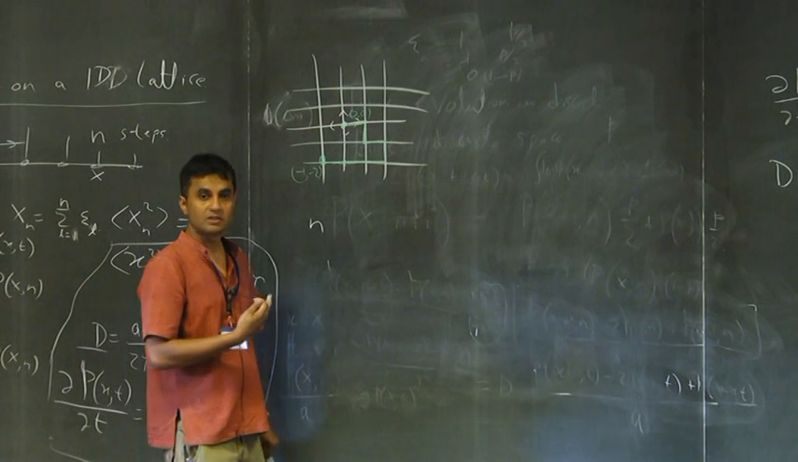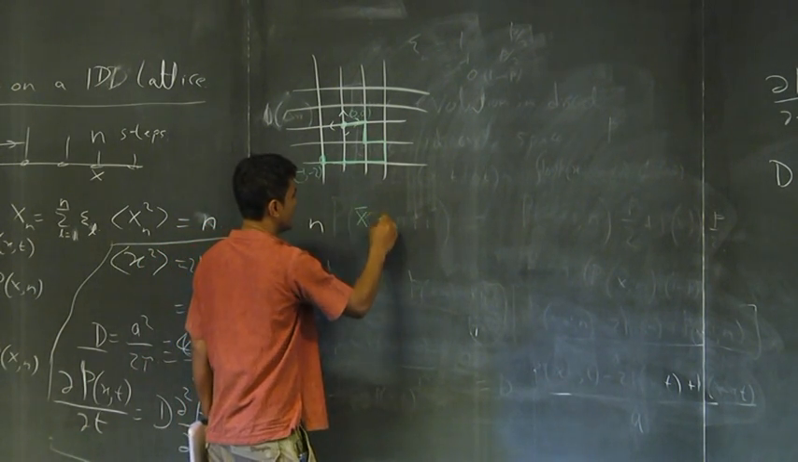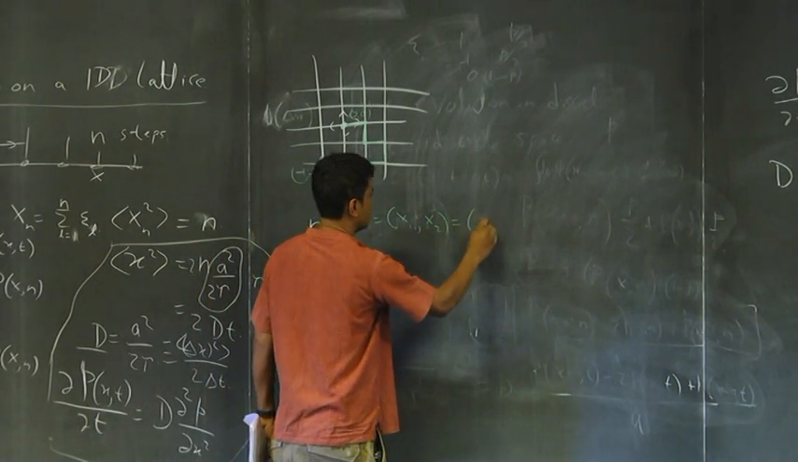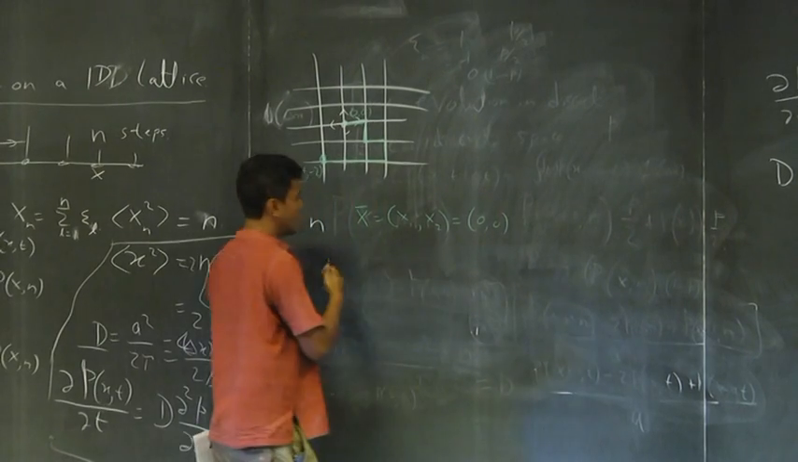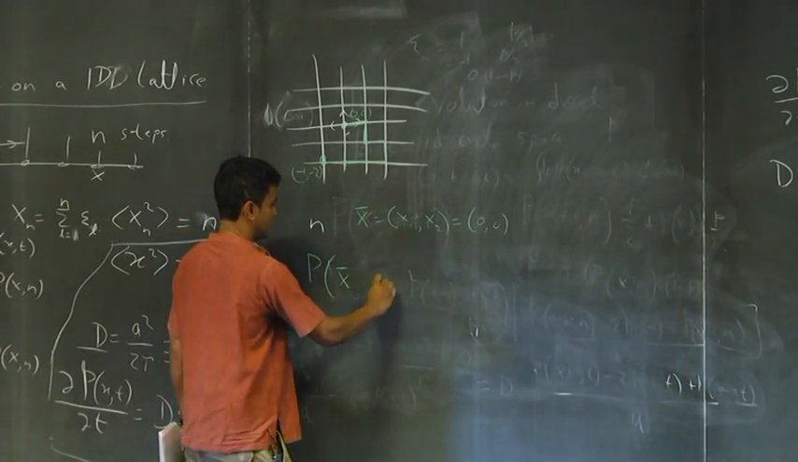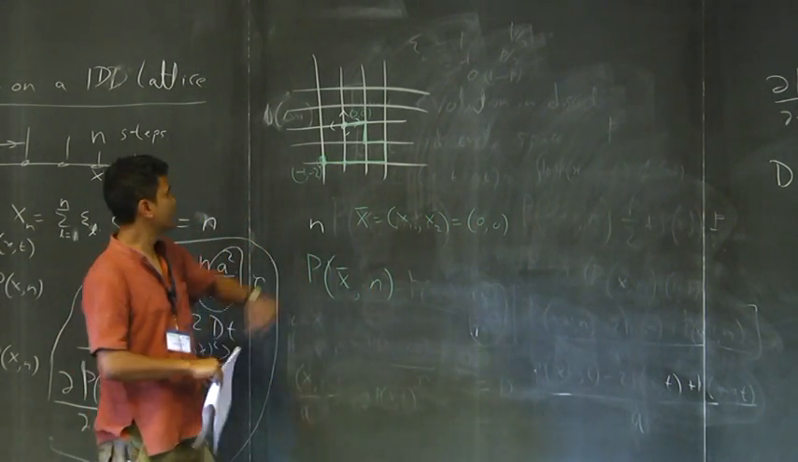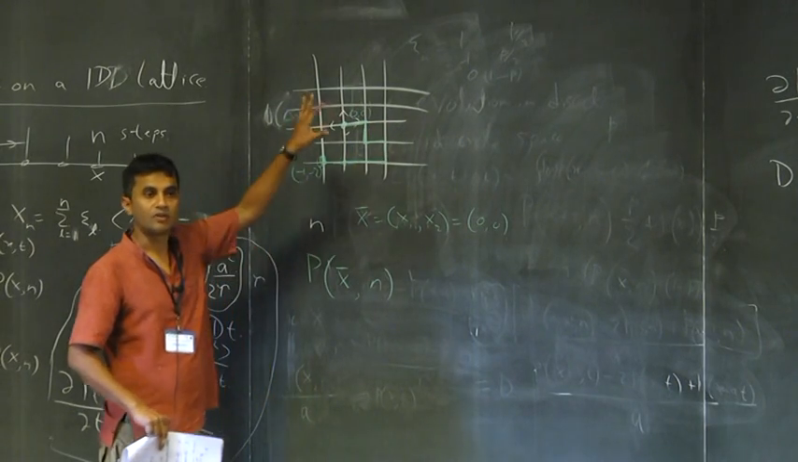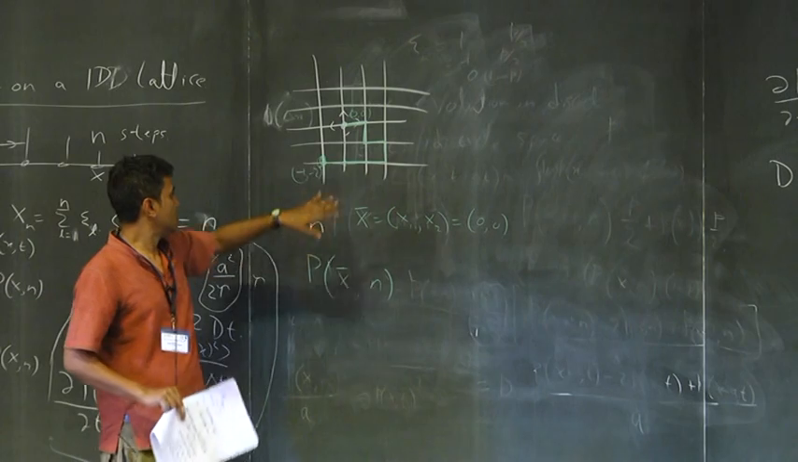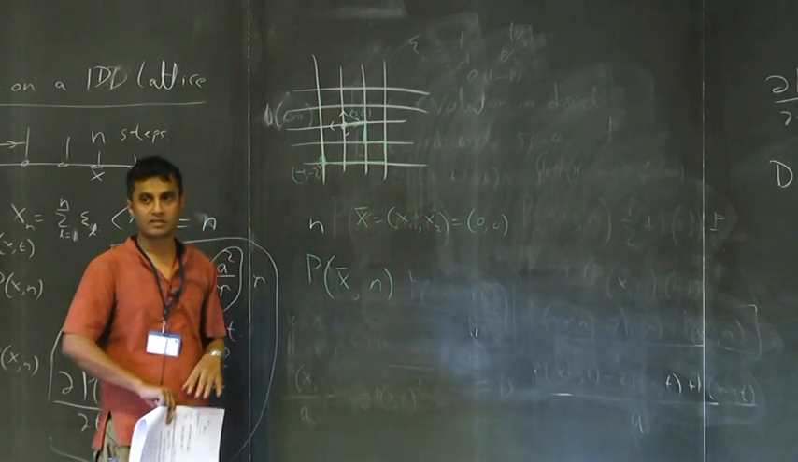So here the question is now, if you take n steps, you start from x bar equal to 0, 0, and you want to know after n steps what's the probability you are at x bar, at some point like this, right. So if you take n steps, you can land up at various places around this point. Again, there's some maximum place you can go. And you want to find the probability of being at various sites, right.